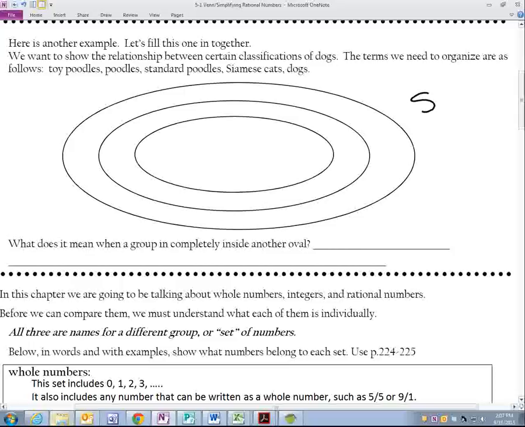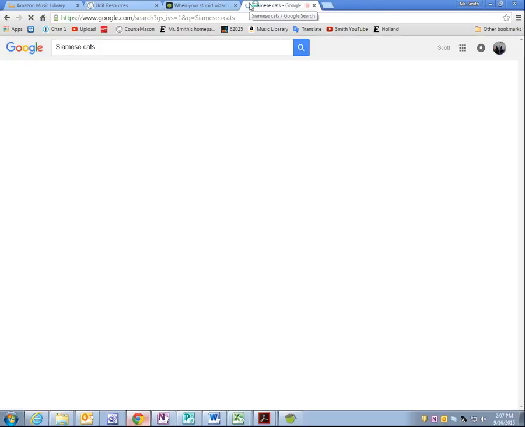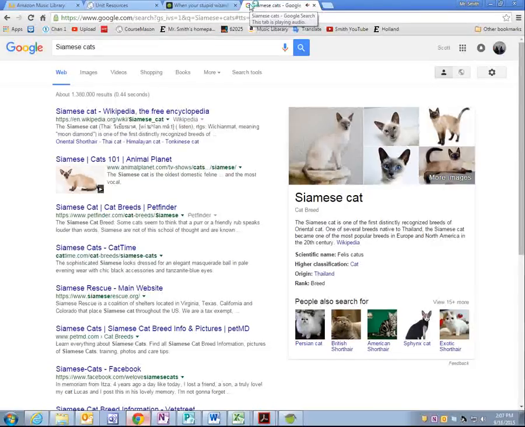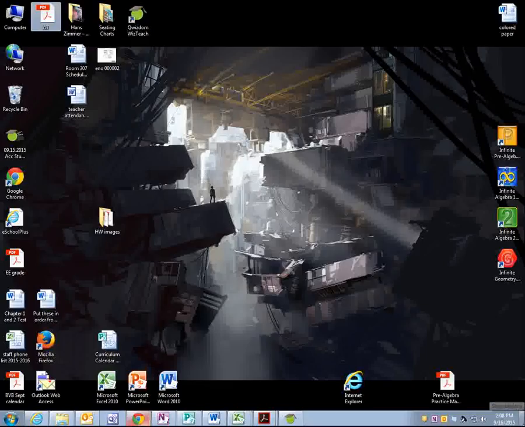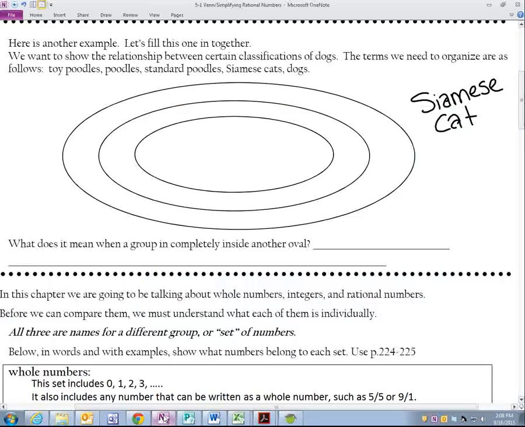Yes. All right, let's put an end to this. Quiet. Let's see here. Okay, Google, Siamese cats. There, that's a Siamese cat. Thank you. So we put Siamese cats on the outside because that's either one really ugly dog that's confused or it's actually a cat.